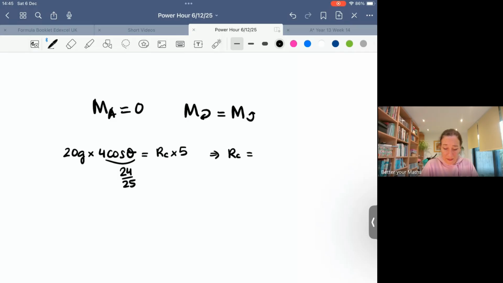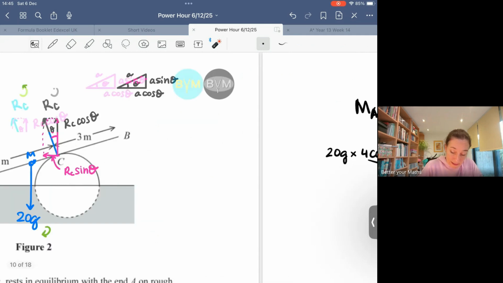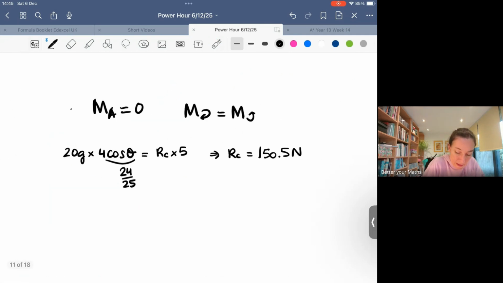I get 150.5. Did you get that? 150.45 newtons. That's RC, but that's not what I need. I need RA. How can I find RA? I can resolve vertically, because I know I have vertical equilibrium. Exactly. So first I took moments about A, now I'm going to resolve vertically.